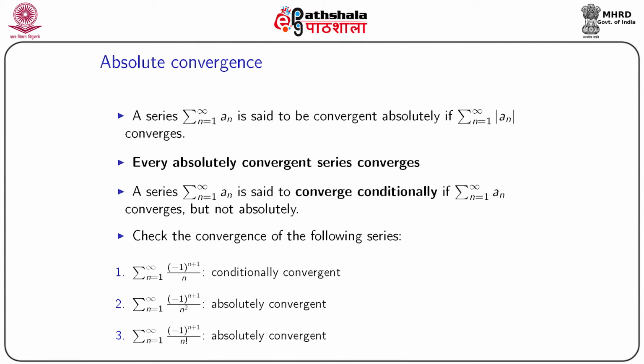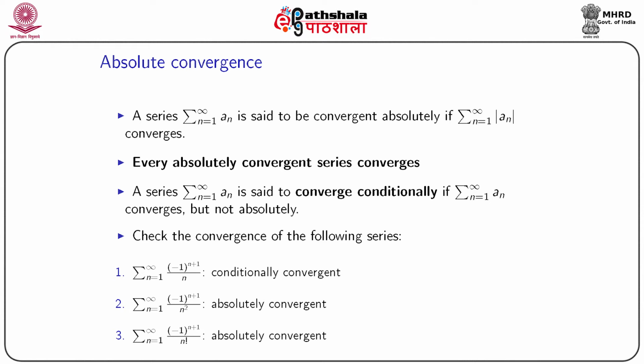Now we will define absolute convergence. What do we mean by absolute convergence? A series sum over n from 1 to infinity a_n is said to be absolutely convergent if the series we obtain by taking the absolute value converges. That means sum over n from 1 to infinity mod of a_n converges. And one very important thing is that every absolutely convergent series converges.